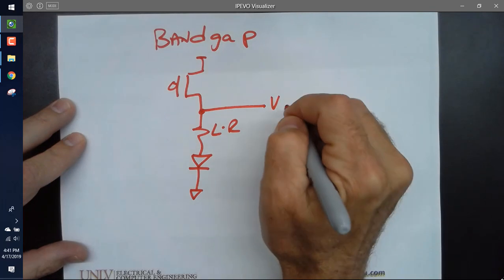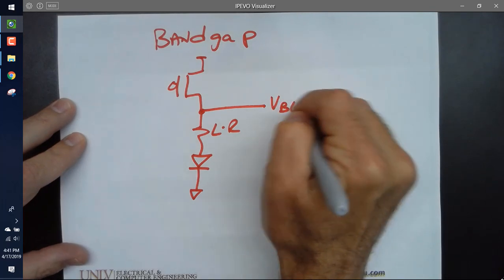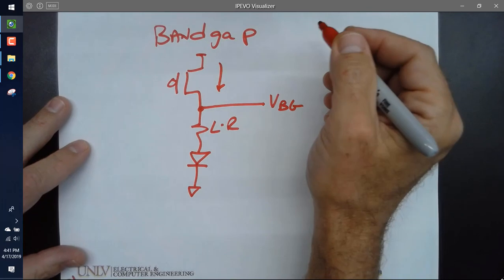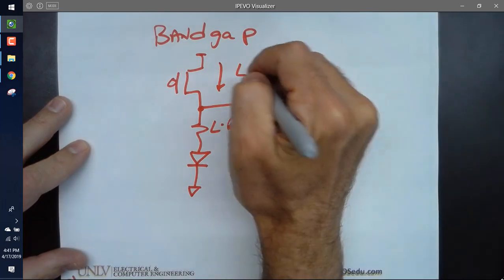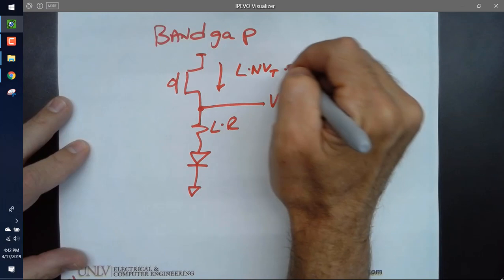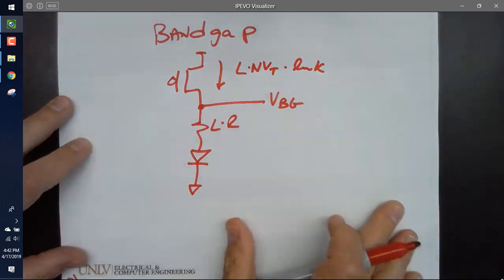All right, so this is the V band gap. And this current here is L times N times VT times natural log of K.